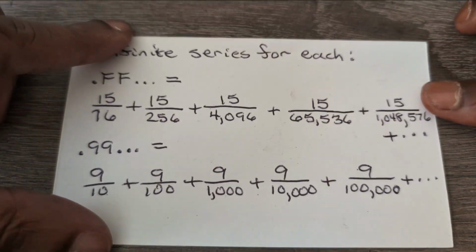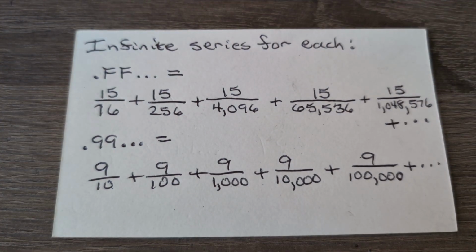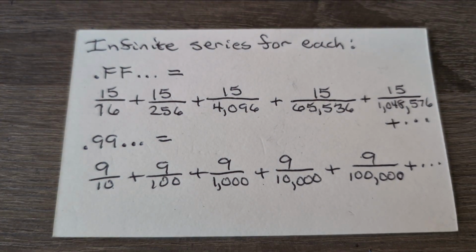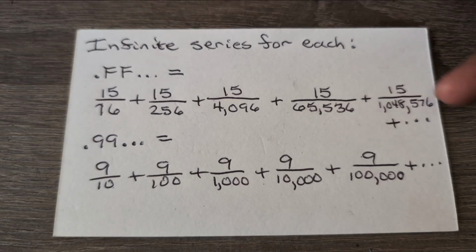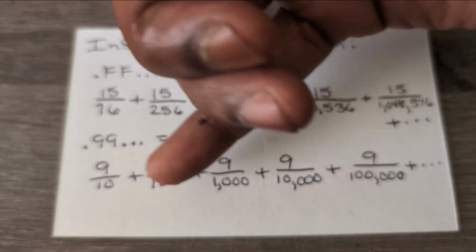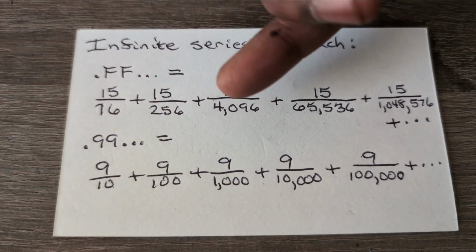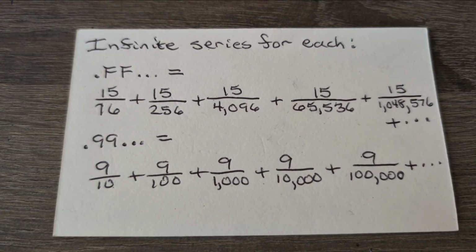First off, I'm just going to show the infinite series for each one. Okay, so here you've got the point F repeating, which is like 15 over 16. This is hexadecimal, so the base is 16. Then you square each term of the series. And then for 0.9 repeating, you've got base 10, and you multiply by the base each time, not square each time, but multiply by the base. And then that gives you that.